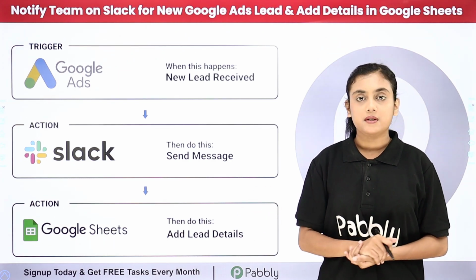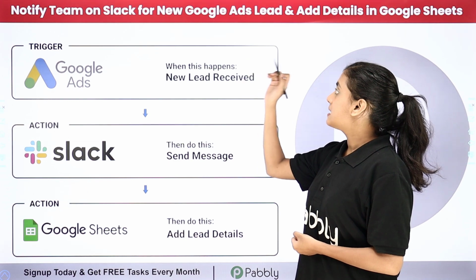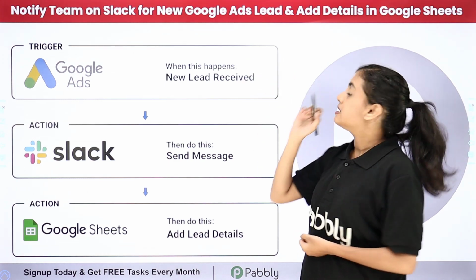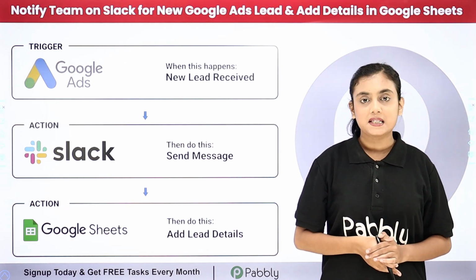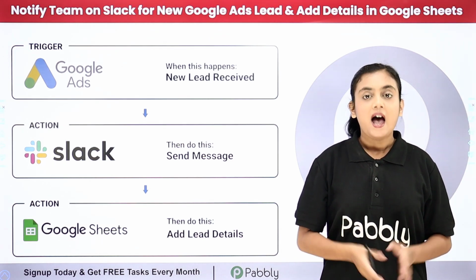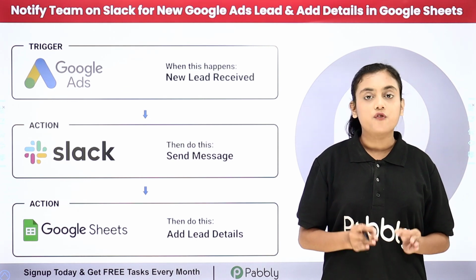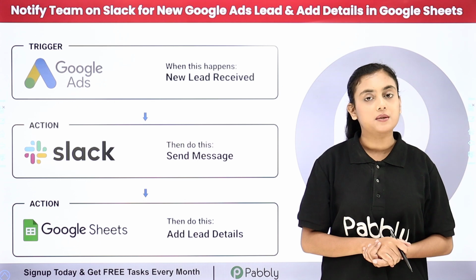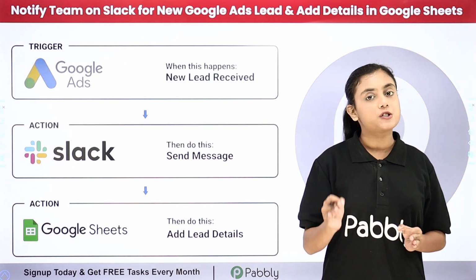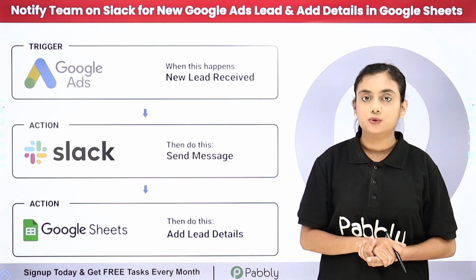In this video, we're going to learn how to notify team on Slack for new Google Ads leads and add data in Google Sheets. So I'm an owner of a business and I promote my business with the help of Google Ads. I have created a channel on my Slack of my team to whom I want to notify whenever a new lead is going to be generated using Google Ads, and with that I also want to create a record of the lead details in Google Sheets.